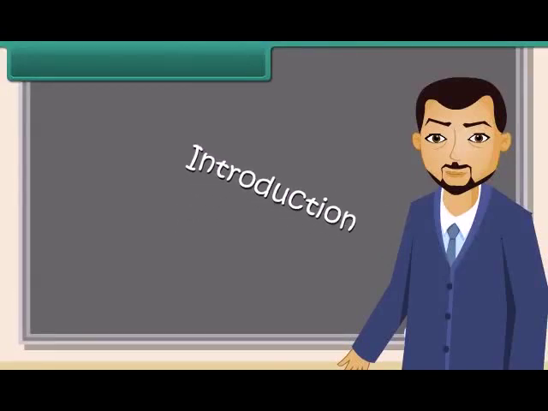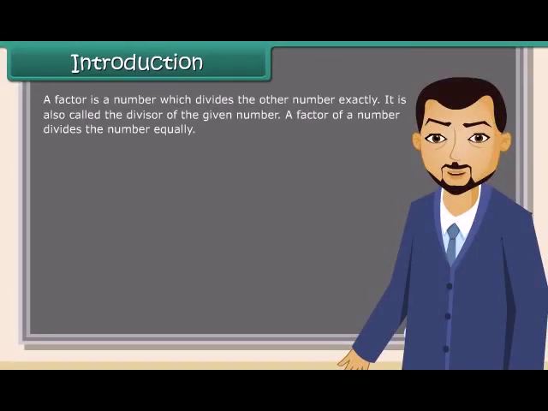Introduction. A factor is a number which divides the other number exactly. It is also called the divisor of the given number. A factor of a number divides the number equally. For example, the factors for the natural number 20 are 1, 2, 4, 5, 10 and 20. The factors of the prime numbers are 1 and the number itself.